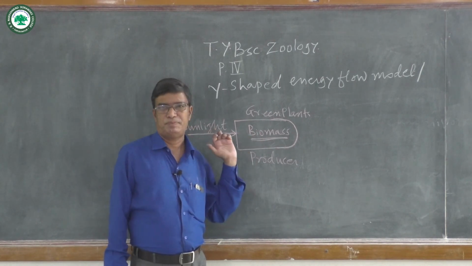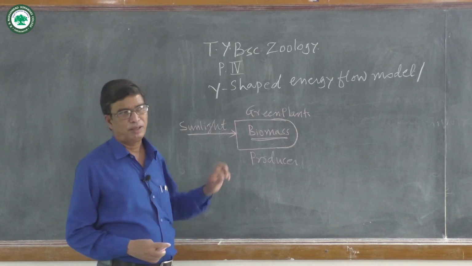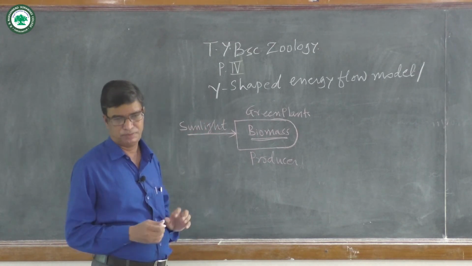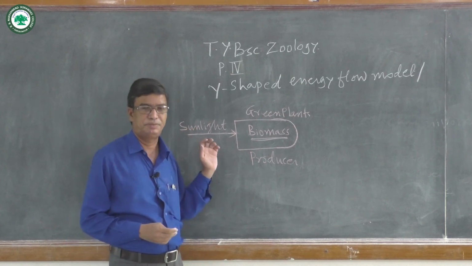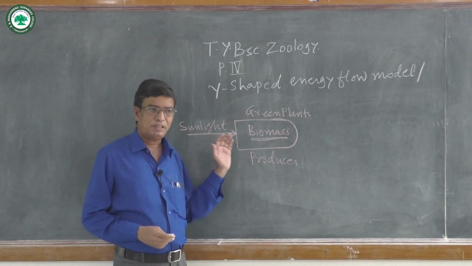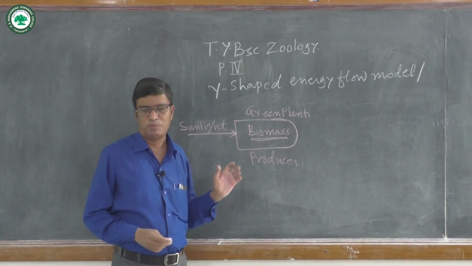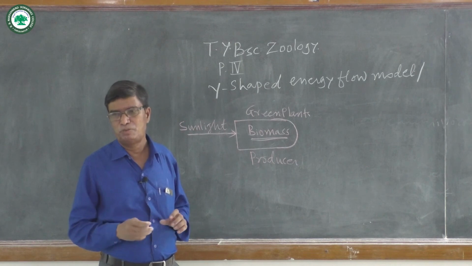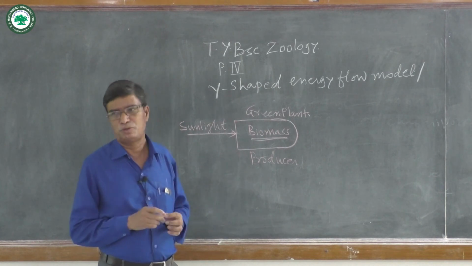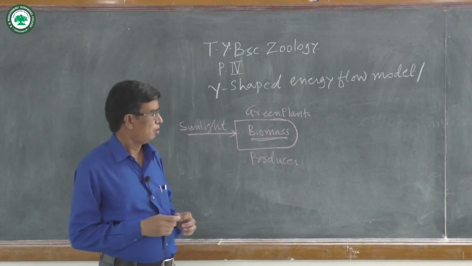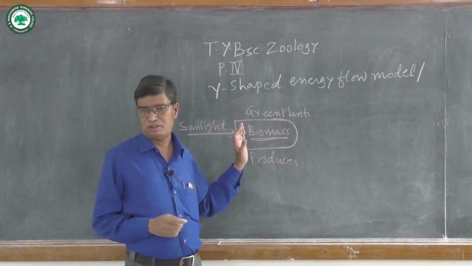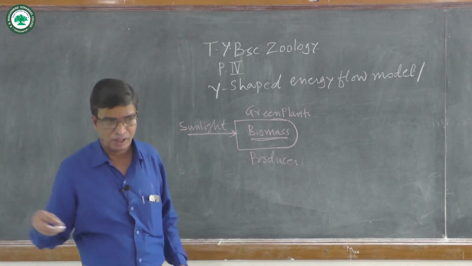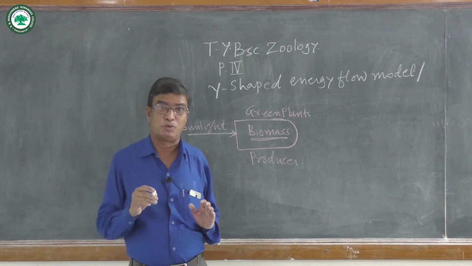Producers trap or absorb sunlight energy, that is radiant energy. And that sunlight is utilized for the production of food material by the process of photosynthesis. And like first simple energy flow model, energy flows through different two food chains.